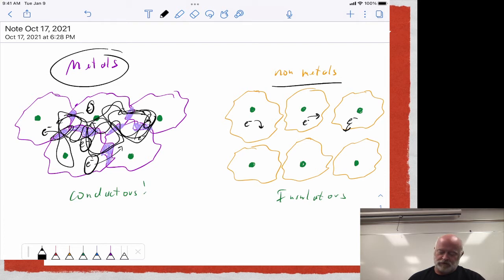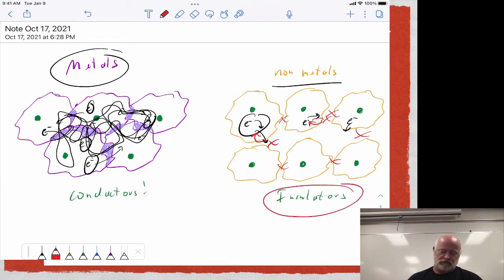For nonmetals, you have an electron that starts off, it tries to leave, and it experiences a gap here, and it gets pulled back in, so it can't leave, okay? This electron tries to leave, and there's a gap here, so it can't, so it gets pulled back in. Because of these gaps between these atoms, or the band gap, they're not allowed to flow. So these are going to be our good insulators, whereas our metals are our good conductors, all right?